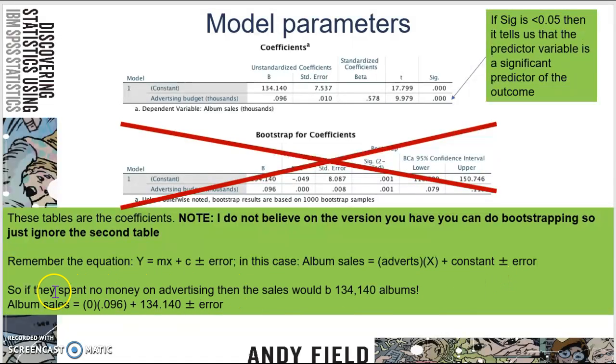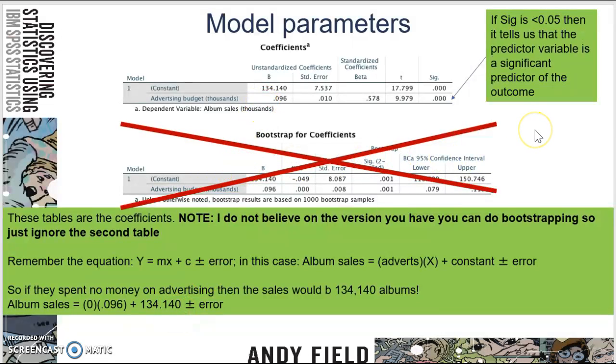So if we said they spent no money on advertising, then their sales would be 134,140 albums. Where do I get this number from? It is this beta constant right here. So you can plug in the math, and you can say they spent zero money on adverts times 0.096. Where do I get 0.096? It's this value right here that's associated with advertising budget. You multiply those and you get zero, and so ultimately you're left with the constant.